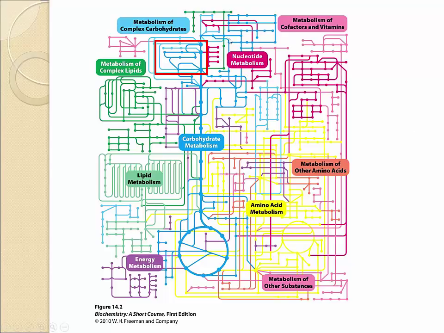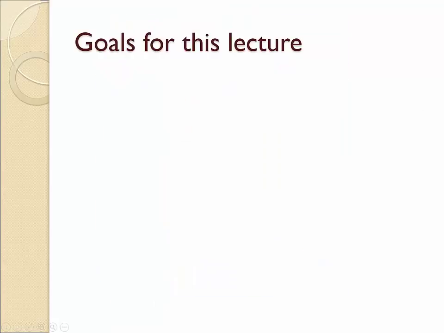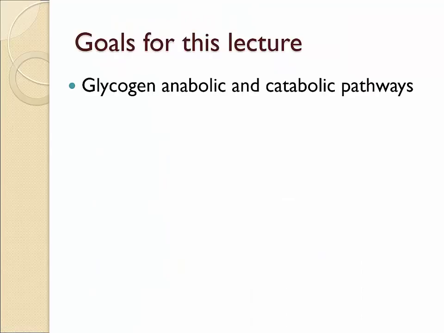So as promised, here's the metabolic map, and right in here is where we'll be exploring today. Now this will also overlap with what we're going to explore next, which will be glycolysis, but for now we're just up in this little corner here. So your goals for this lecture are to understand glycogen, anabolic, and catabolic pathways.